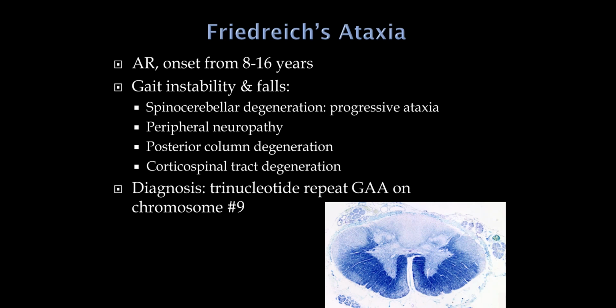So this is our second condition that is a trinucleotide repeat. So remember myotonic dystrophy, and now Friedreich's ataxia, which is GAA repeats on chromosome 9, so we can do genetic testing for this. And then just add on the margin of your handout, Huntington's disease is the other trinucleotide repeat disorder.